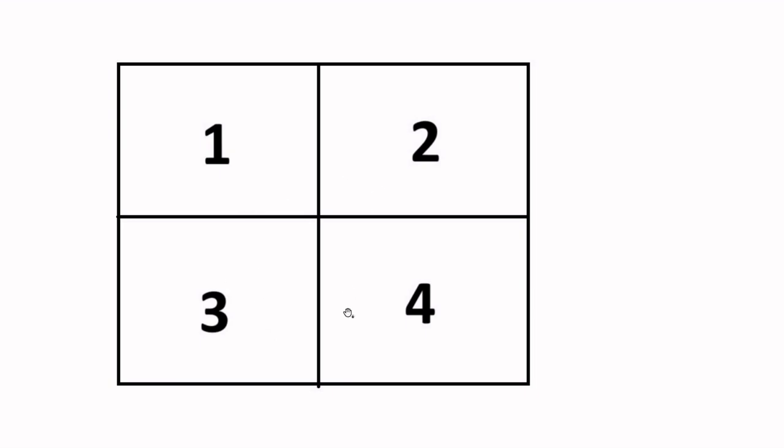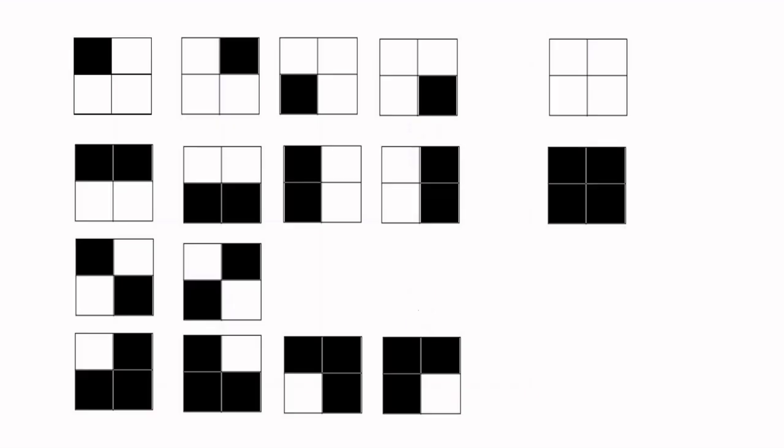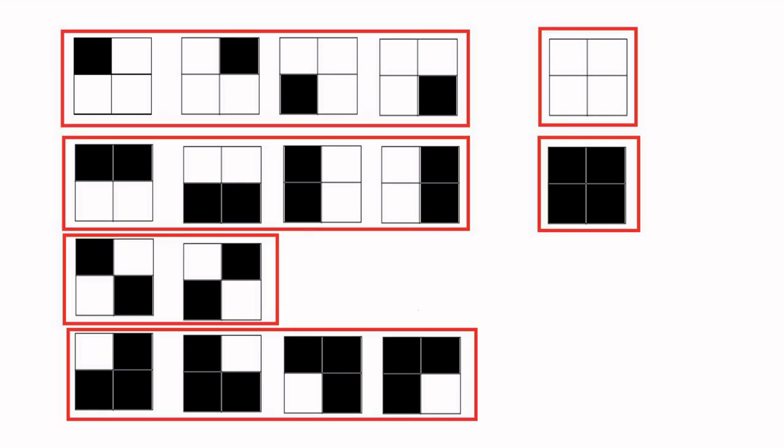So let's consider a 2 by 2 square with the subsquares numbered 1 to 4 for ease of reference. Now the subsquares here can be colored or not colored as shown in this slide, and we find that there are 16 different ways we can do this, and we want to group or classify these in the following way.